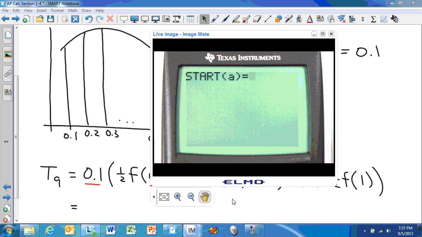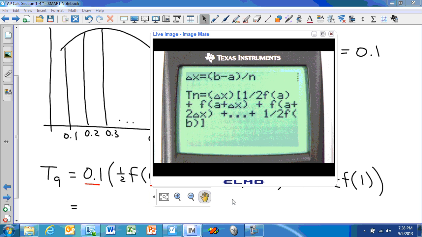It asks you for the starting value. So we are starting at point 1. It asks you for the stopping value, the b value, that we're stopping at 1. And it's going to ask you for the number of increments, or the number of trapezoids, subintervals, whatever word you want to use to describe that. The n value here in this case is 9. And when you press enter, it'll bring up a little screen that will show you how you calculate delta x to remind you of that. And it also shows you how you calculate t sub n. It shows you the formula.